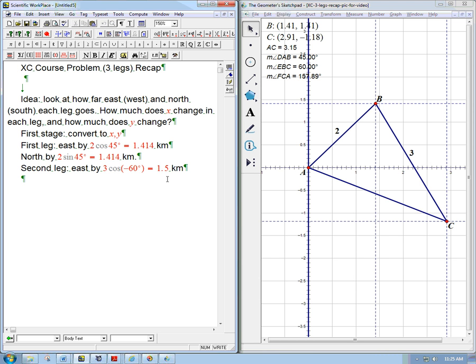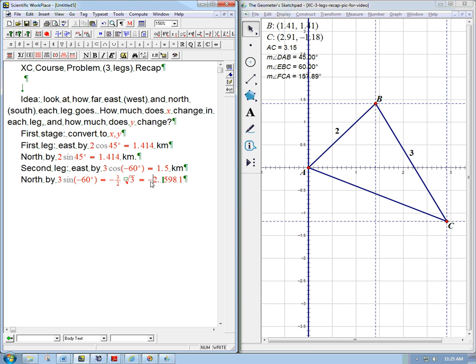And we go north by 3 sine of minus 60. Here's where that minus sign really does affect us. It automatically gives us a negative number, and it turns out to be negative 3/2 root 3, and let's have it compute that.